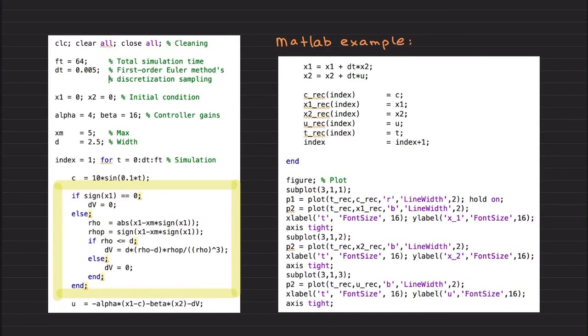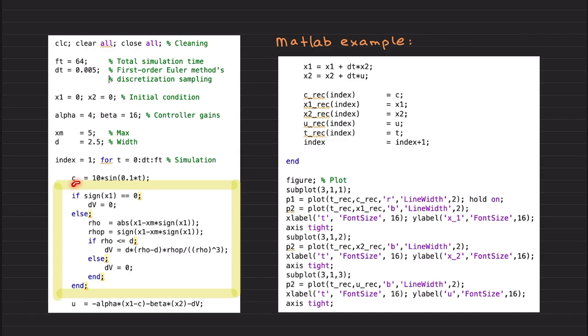So let's jump to a Matlab example. This is the total simulation time. This is the sampling time for the first order Euler method discretization. Initial conditions for the states are 0. I am choosing alpha and beta like this. Again, you can code it yourself and do a little experiment to see how these play a role. And this is the maximum value for the state limit, the position limit, which is 5. And I choose the width of this function rho to be 2.5.